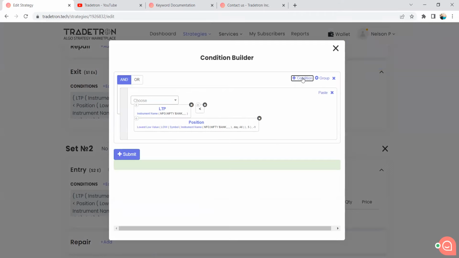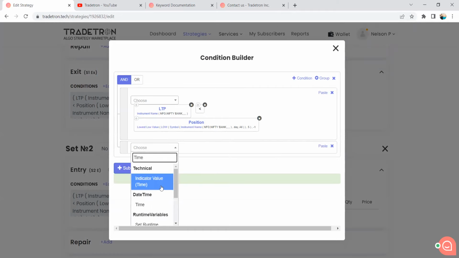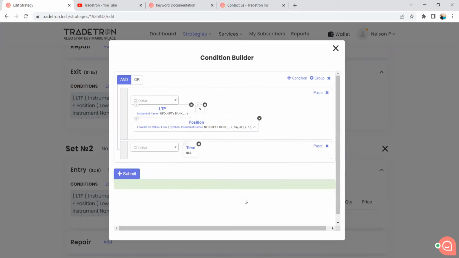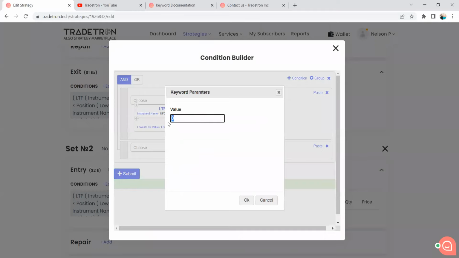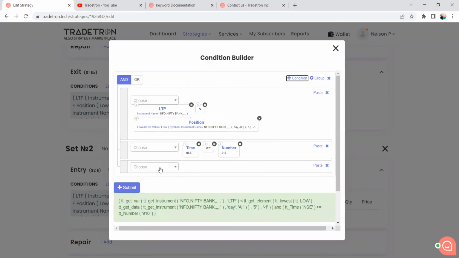All right. Also, at the same time, I will put a time condition for set number 2 also, that the time entry should only be after 9:16, greater than or equal to 916. All right. Next, we will also add the net quantity keyword.